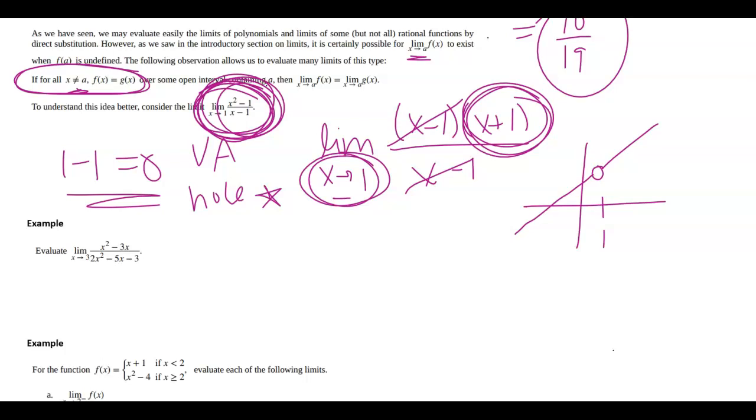Okay? So now I can just say, let's take the limit as x goes to 1 of x plus 1. I'm going to plug that in, and that is 2. And that is my answer.